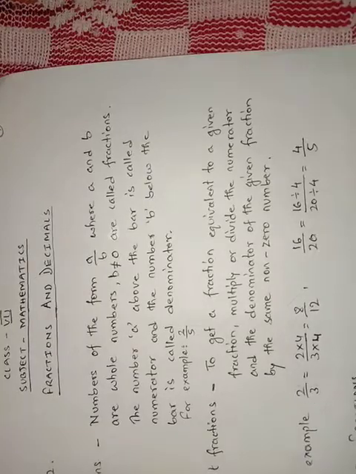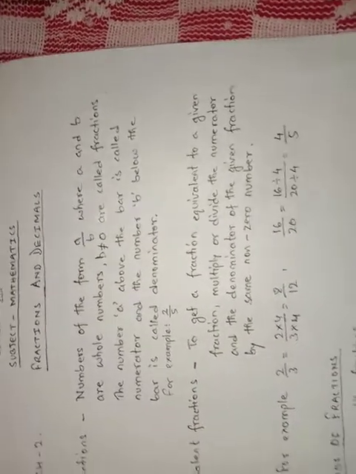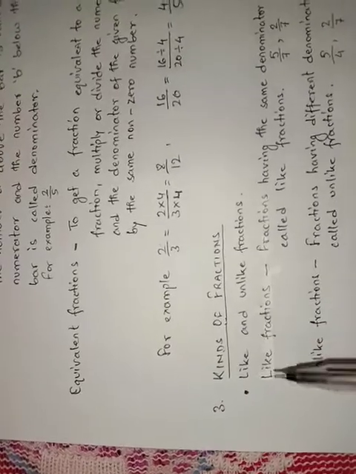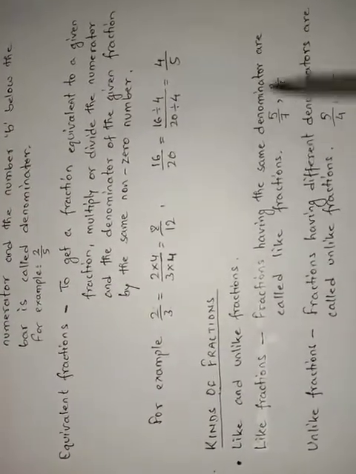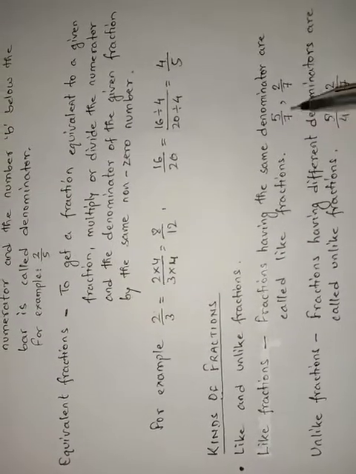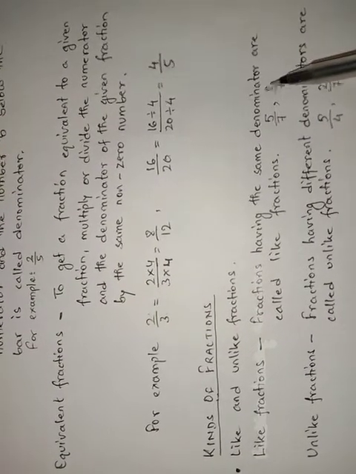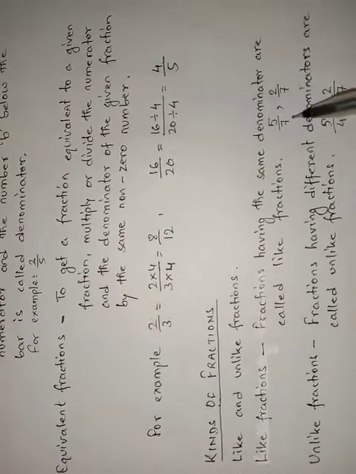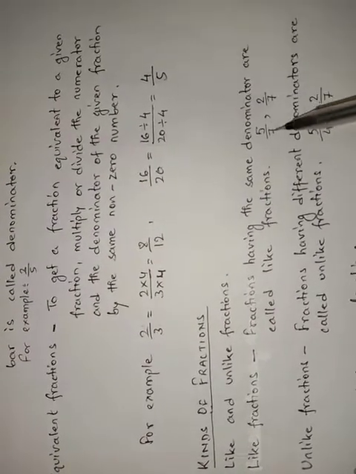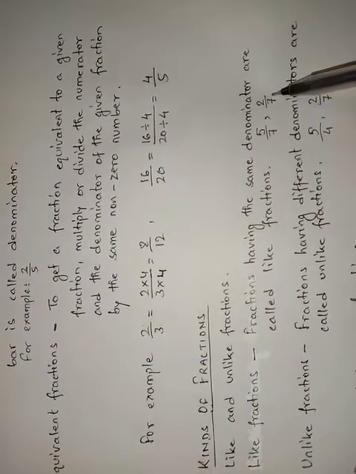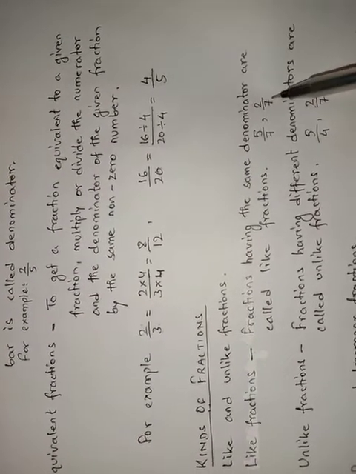Now, kinds of fractions. So, kinds of fractions: like and unlike fractions. Like fractions: fractions having the same denominator are called like fractions. That is 5 by 7 and 2 by 7. These are two different fractions but with the same denominator, that is 7 here. So these two fractions are known as like fractions. These types of fractions are known as like fractions.